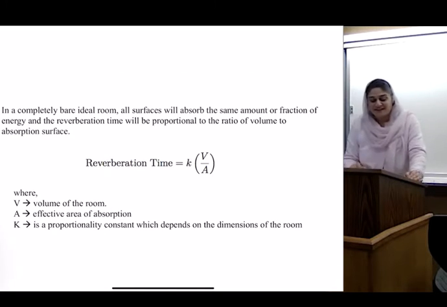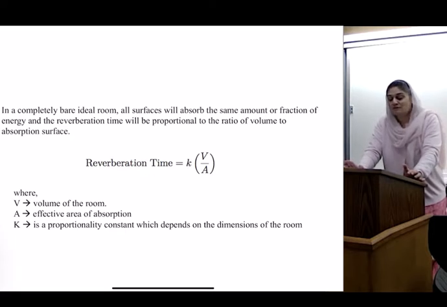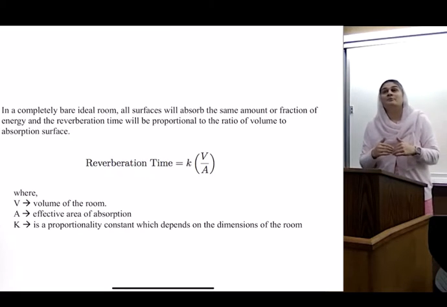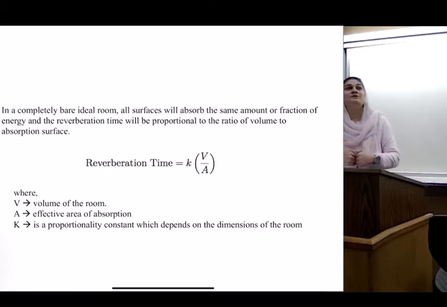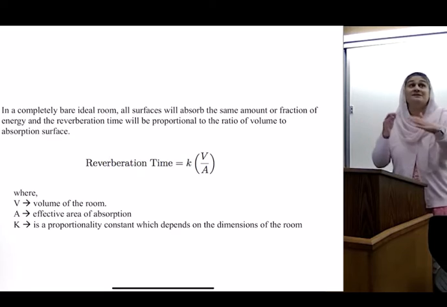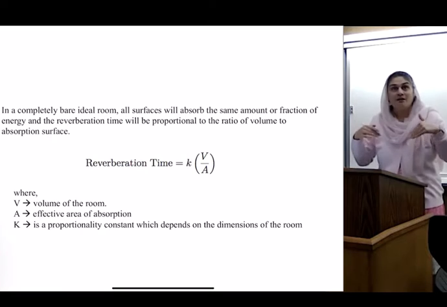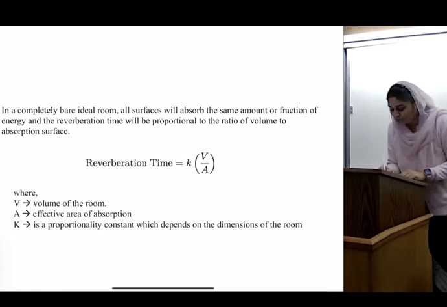The way that's defined is KV over A, where K is a constant and it depends on the dimensions of the room. But for all general purposes for our class, I am always going to consider K as 0.161. Note this is not a standard, not for everyone. Every single room will have its own K, but for our class, you can easily assume K will always be 0.161 seconds per meter.